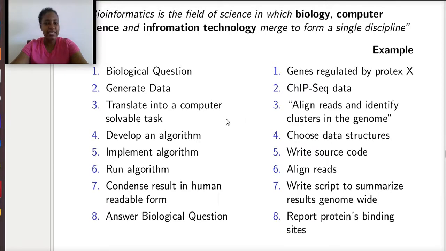You translate it now into a computer solvable task. So you have the biological question, you have the data, and you translate it into a computer solvable task. That means you align those sequences and identify clusters in the genome. Clustering, you know what we do on our side. Now you have the biological data. If you are able to cluster that data, it means they have some common structure that will answer that biological question.